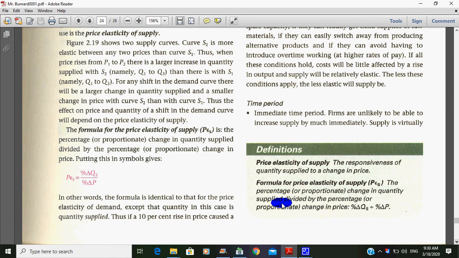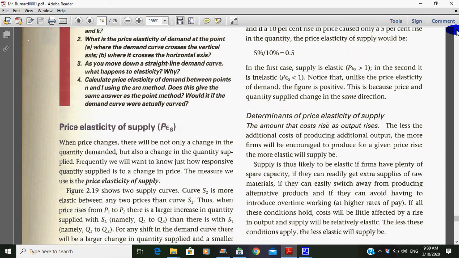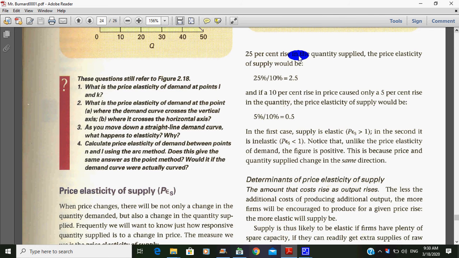Thus, if a 10% rise in price caused a 25% rise in the quantity supplied, the price elasticity of supply would be 25% divided by 10%, which will give you 2.5. And if a 10% rise in price causes only a 5% rise in quantity, the price elasticity of supply would be 0.5. In the first case, supply is elastic because it is greater than 1. In the second case, it is inelastic because price elasticity of supply is less than 1.